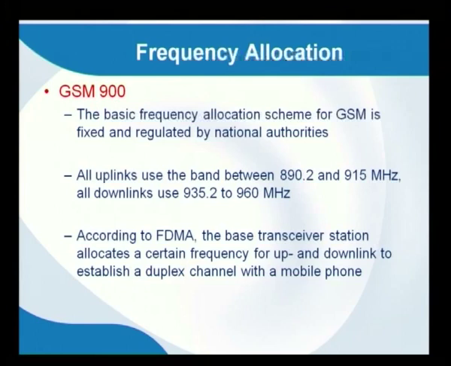Let us learn some facts about GSM 900 and its frequency allocation. The frequency allocation scheme for GSM is fixed and regulated by the corresponding national authorities. The uplinks are allocated a band between 890.2 to 915 MHz and downlinks are using 935.2 to 960 MHz. According to frequency division multiple access, the base transceiver station allocates a certain frequency for the uplink and for the downlink.